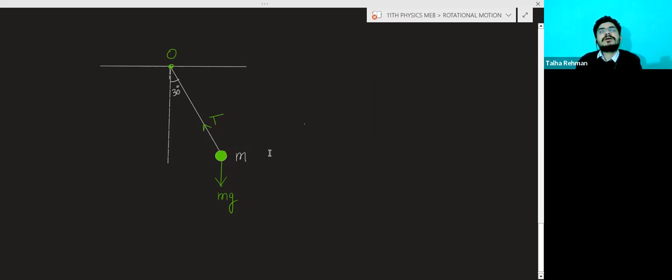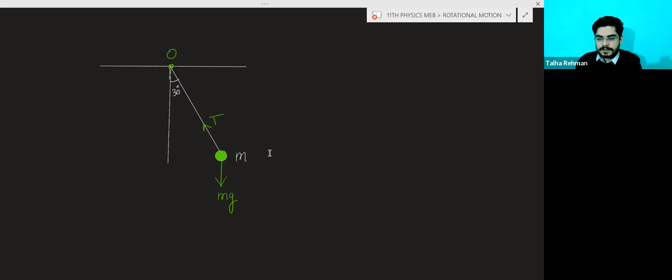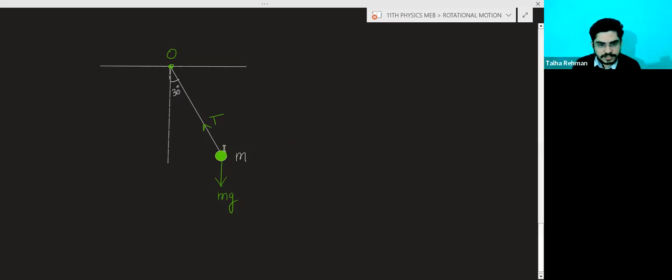And remember that if a force passes through the axis of rotation or the point of rotation, then the torque due to that force is equal to 0. So now see, this tension force is passing through the axis of rotation, so the torque due to this tension is equal to 0. Now the torque on this mass is due to only mg. Now what is the torque?